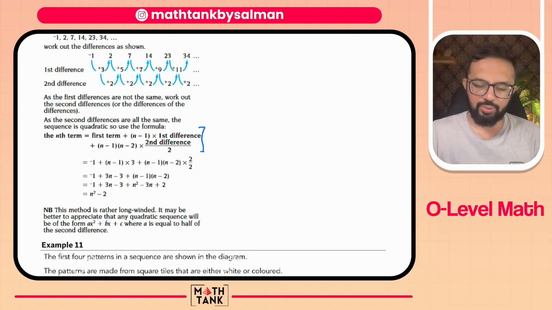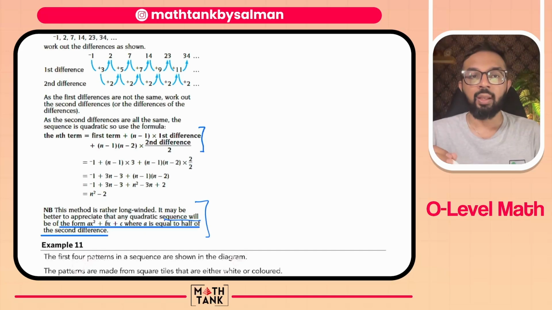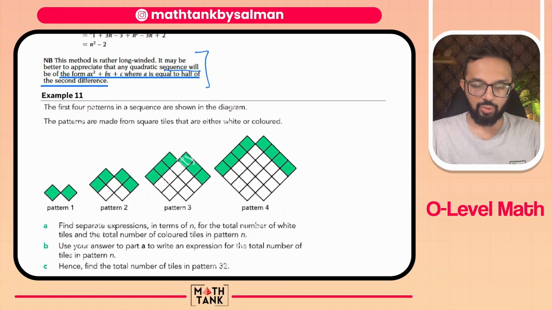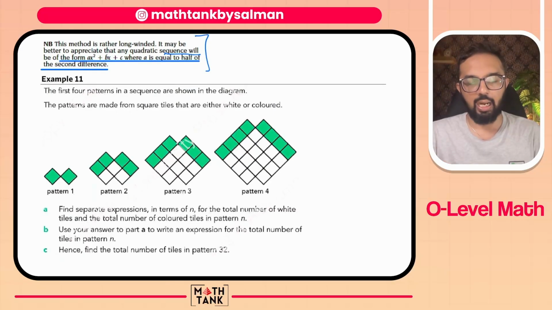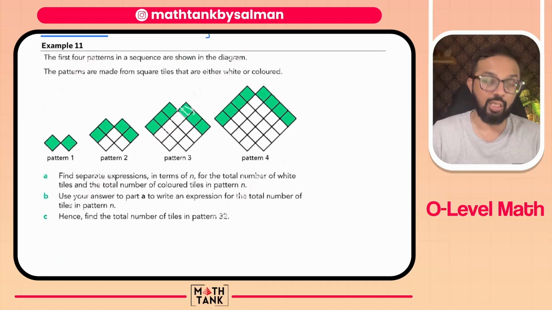It also says at the end that this method is rather long-winded. It may be better to appreciate that any quadratic sequence will be of the form ax squared plus bx plus c, where a is equal to half of the second difference. I'm also going to explain this idea to you with a question. When I come to an nth term question, I am going to show this idea to you. I'm going to solve it in 2 different ways.